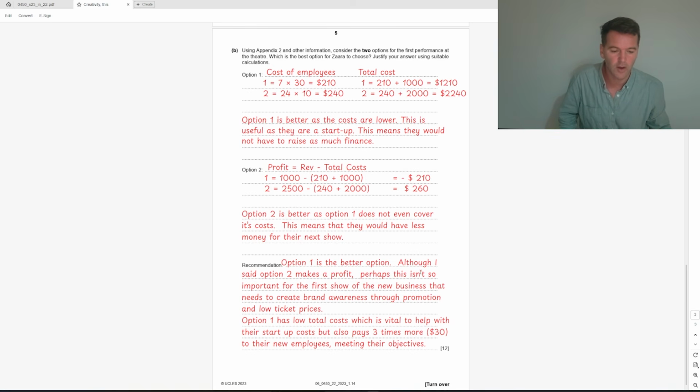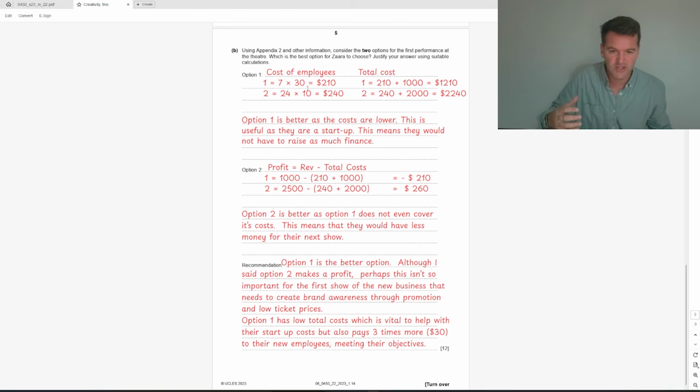Option 1 is the better option. Although I said option 2 is better because it makes a profit, perhaps this isn't important for the first show of a new business that needs to create brand awareness through promotion and low ticket prices. Right, so I've really cancelled out that option 2. I don't want them thinking about that anymore. I want to be persuasive. Go option 1. So I've cancelled it out.